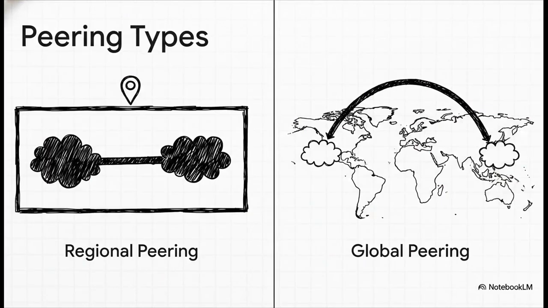And you've got flexibility here too. If you're connecting VNets that are in the same Azure region, that's called regional peering. But like in our example, if you need to connect VNets across different regions, you use global peering. This gives you a ton of power in how you design your global architecture.